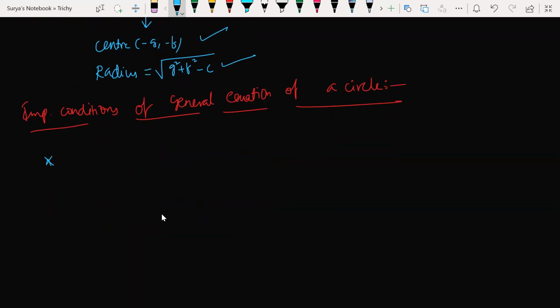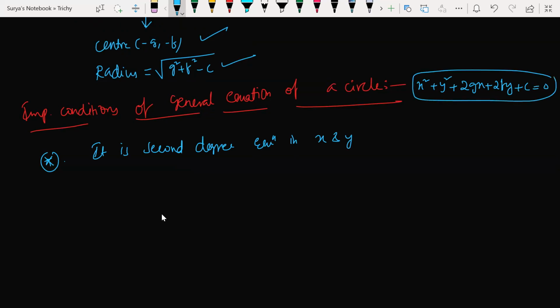ठीक है? So now look at this here. The first condition gives you what? It should be a second degree equation in x and y variable. Isn't it? This is the general equation of a circle, right? Now I'm just writing the conditions of this equation. So it should be a second degree equation in x and y variable. All right. Next, what are the conditions?